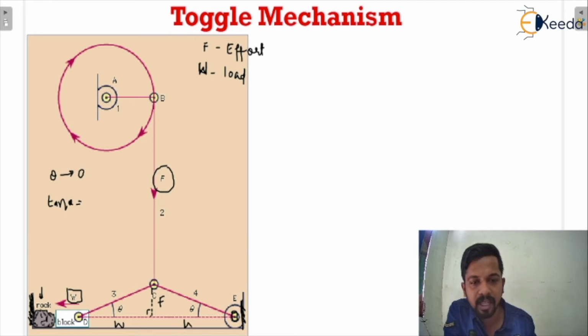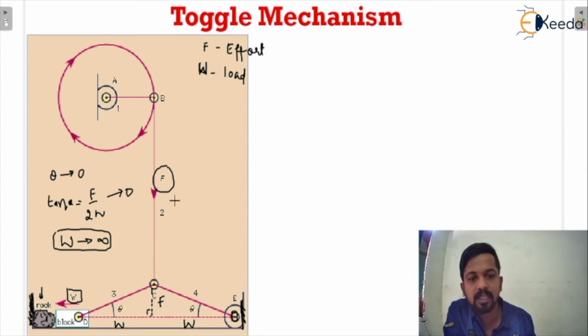Okay, and here we can say there is a W which is to be distributed, so I'm going to write here F upon 2W. Now F upon 2W means as theta tends to 0, that means tan theta tends to 0, and as tan theta tends to 0, I can say W tends to infinity. So when you apply a small amount of effort, you get a large amount of load in order to break the rock. That's why I'm going to write here that this is basically mechanical advantage.